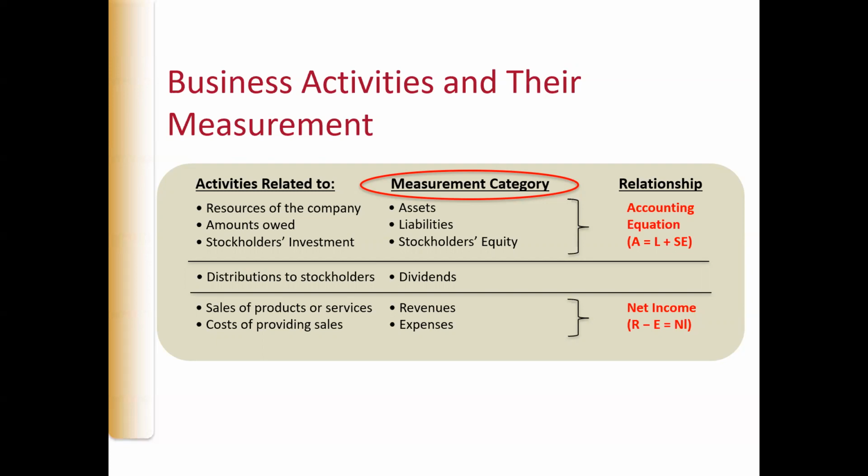Now, if we deal with activities related to paying dividends or distributions to shareholders, that category we're going to call dividends. If we relate to activities regarding selling products or services, we're going to lump that into a category we call revenues. Or if we're dealing with activities related to the cost of providing sales or services, that category is going to be put into expenses. And you see that net income or profit is going to be a result of revenues minus expenses. The goal of companies is to make a profit.